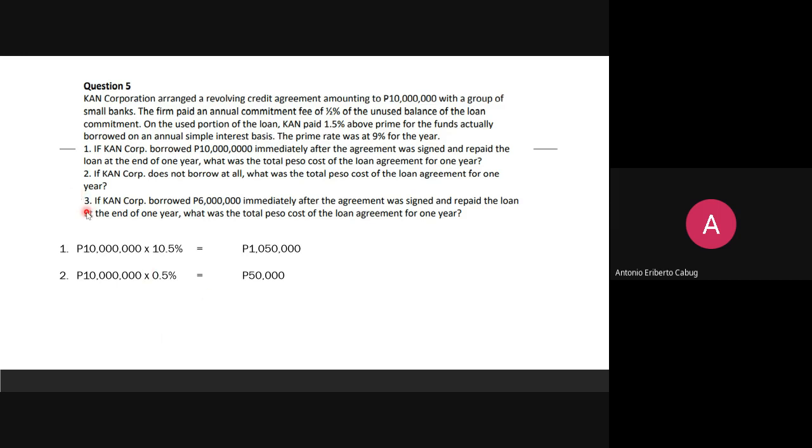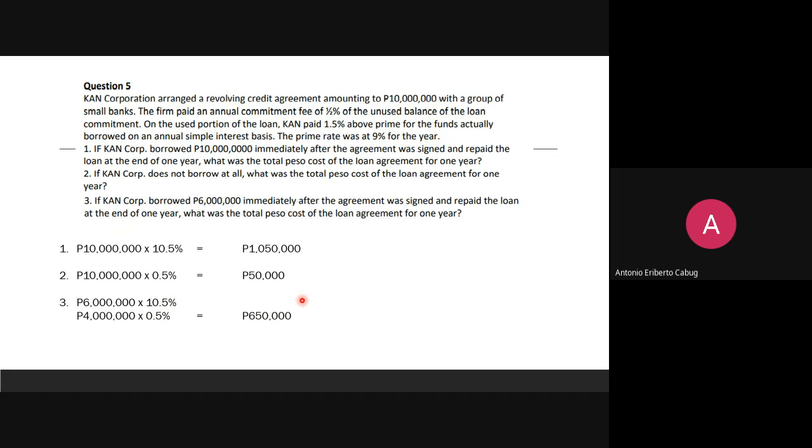Number 3. If CanCorp borrowed 6 million pesos immediately after the agreement was signed, repaid the loan at the end of 1 year, what was the total peso cost of the loan agreement for 1 year? So this would be 6 million times 10.5%. Hindi niya hiniram yung 4 million. Yung 4 million na yon will be subject to a commitment fee of 0.5%. 6 million times 10.5% is 630,000. 4 million times 0.5% is 20,000. Total is 650,000 pesos.